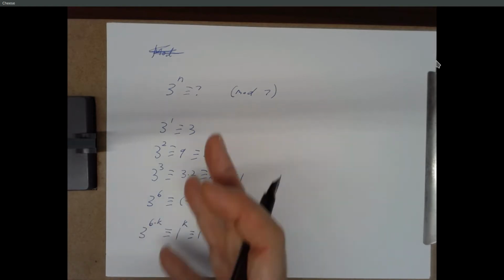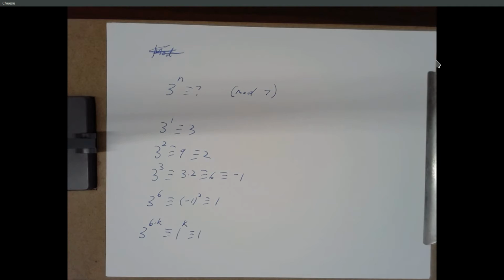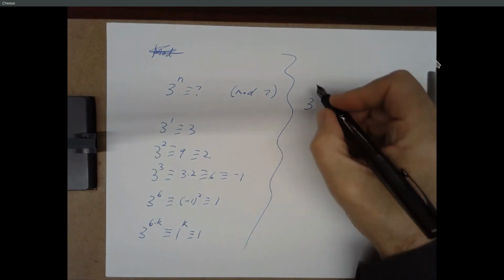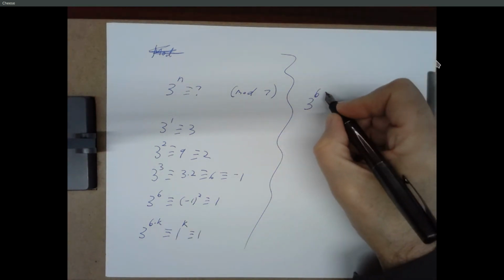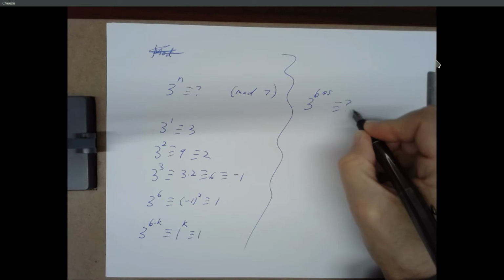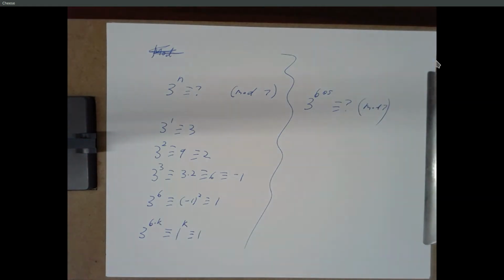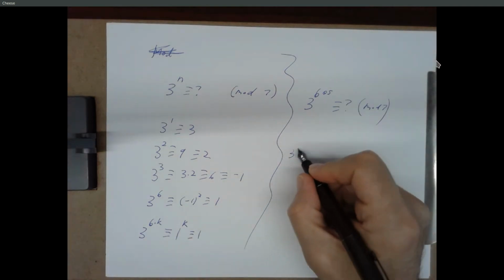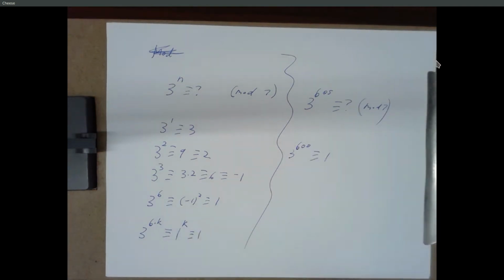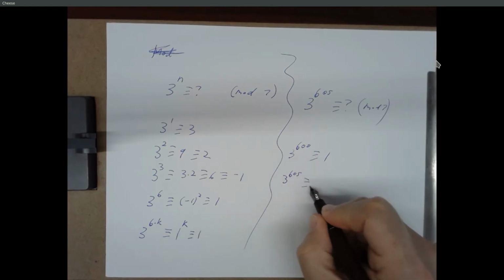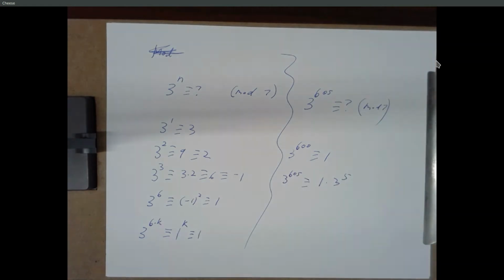So if I play around with powers of 3 mod 7 and I make a few of these observations, now when someone comes up to me in the street and says, hey, I'll give you a buck if you can tell me what 3 to the 605th is mod 7. Well, I know that 3 to the 600th is congruent to 1. So 3 to the 605 is congruent to 1 times 3 to the 5th. So all I got to do is find 3 to the 5th, and I get my buck.